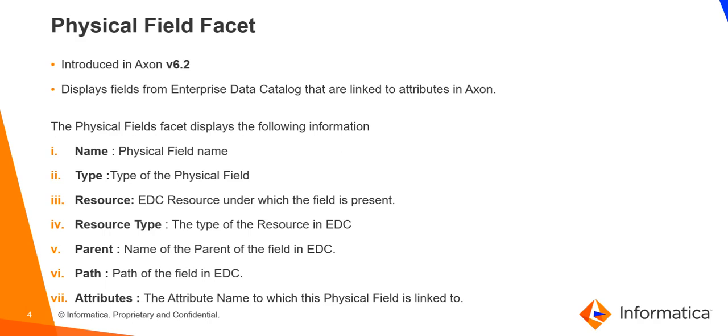First, the name, that is the physical field name being fetched from the enterprise data catalog. Type of the physical field. Resource, the EDC resource name under which the field is present. Resource type, that is the type of the resource in EDC. Parent, the name of the parent of the field in enterprise data catalog. Path, the path of the physical field in enterprise data catalog. Attributes, the attribute name to which this physical field is linked in Axon.